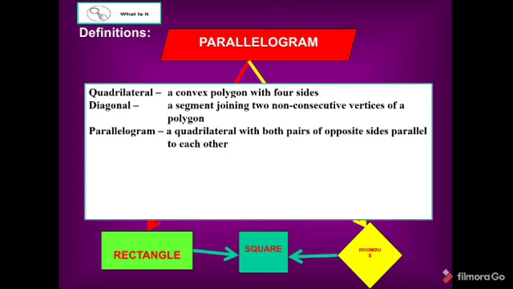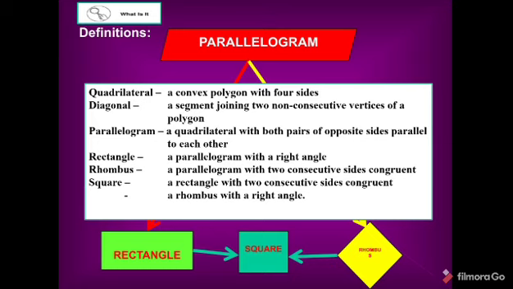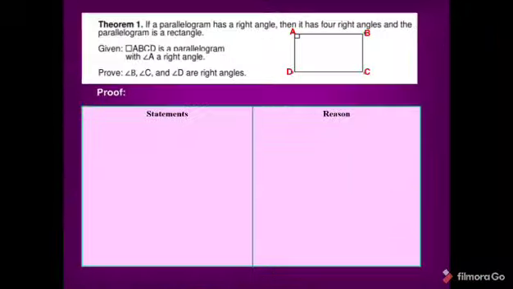We have here the parallelogram, a quadrilateral with both pairs of opposite sides parallel to each other. Under parallelogram, we have the rectangle, a parallelogram with a right angle, while a rhombus is a parallelogram with 2 consecutive sides congruent. A square is a rectangle with 2 consecutive sides congruent, and a rhombus with a right angle. So meaning to say, a square is somehow a combination of a rectangle and a rhombus. So let's now have theorem number 1.